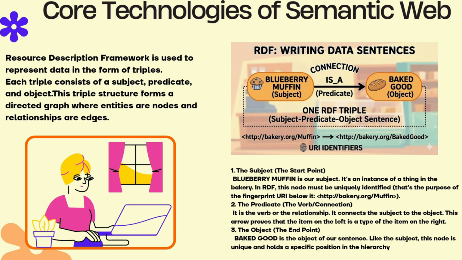And when you chain many triples together, hundreds or thousands or millions of them, you build what's called a knowledge graph, a giant web of interconnected facts that machines can navigate.